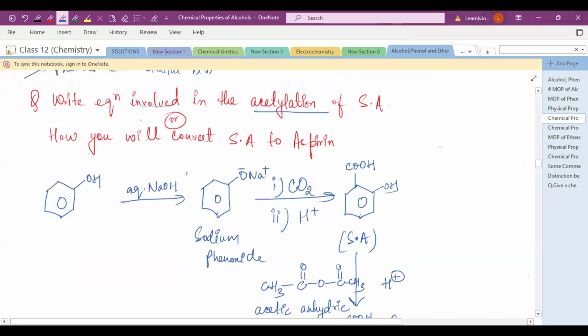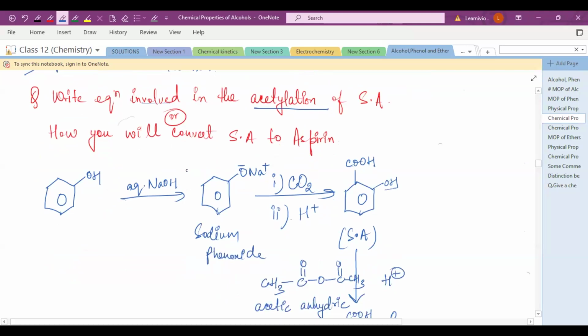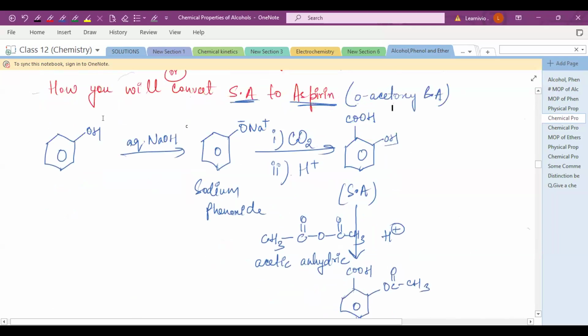A question can come like: write down the equation which is involved in the acetylation of salicylic acid. Acetylation of salicylic acid. And another question, how you will convert salicylic acid to aspirin. Aspirin is also known as ortho acetoxy benzoic acid. So let's see the reaction, how you will do the acetylation of salicylic acid. So basically, see the first step.